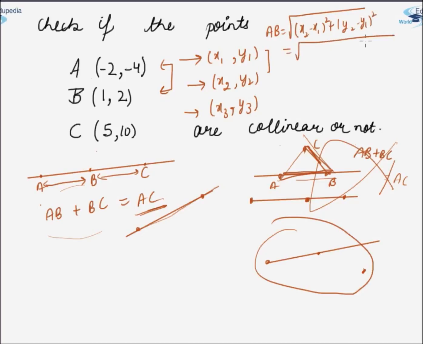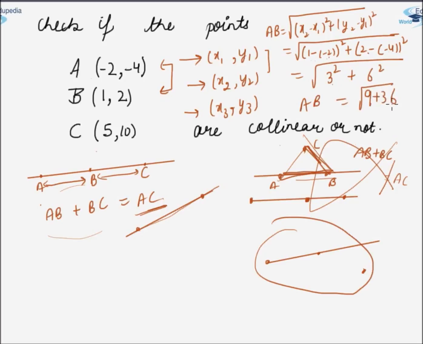which will be 1 minus of 2 whole square plus 2 minus of 4 whole square. So we will have 1 plus 2 square, which will be 3 square, plus 2 plus 4 square, which will be 6 square. So it will give us AB as 3 square, that is 9, plus 36, or under root of 45.